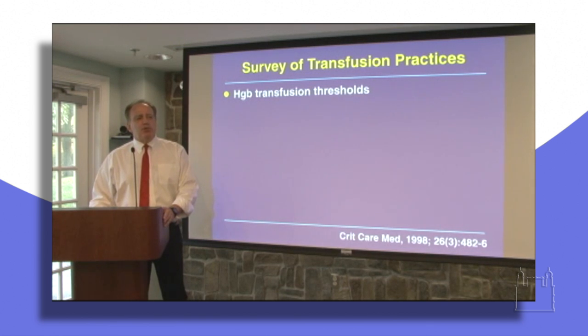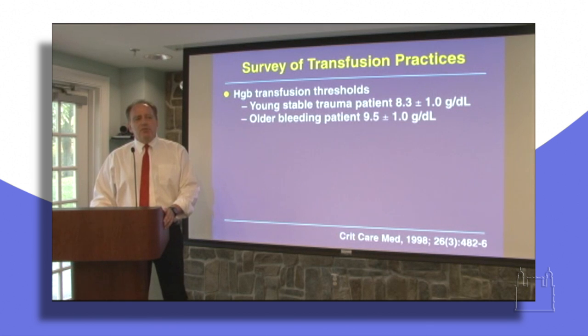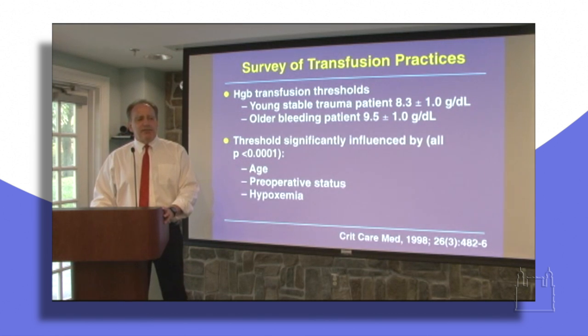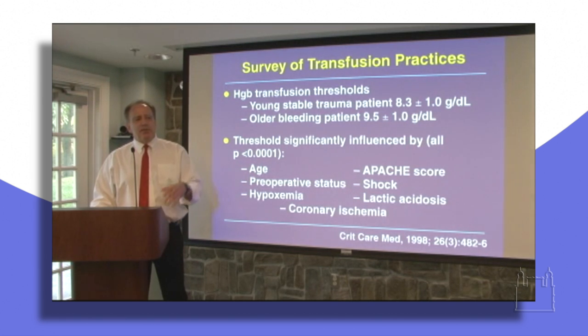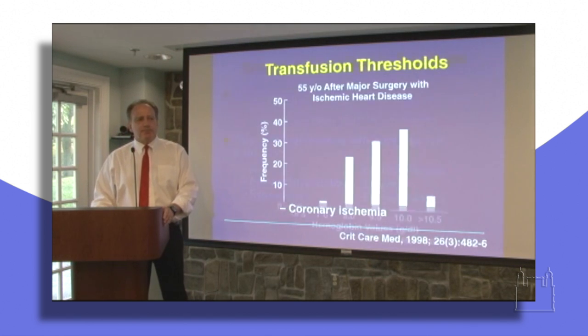In terms of hemoglobin thresholds, the physicians in Canada said if you had a young, stable trauma patient, they'd let the hemoglobin fall to 8 before they transfuse. But in an older bleeding patient, they would transfuse much earlier. They wouldn't let the hemoglobin fall below 9.5. And these were the things that changed their care: age, preoperative status, hypoxemia, Apache score, shock, lactic acidosis, coronary ischemia. When these things were evident, they would transfuse earlier, and it was highly significant.